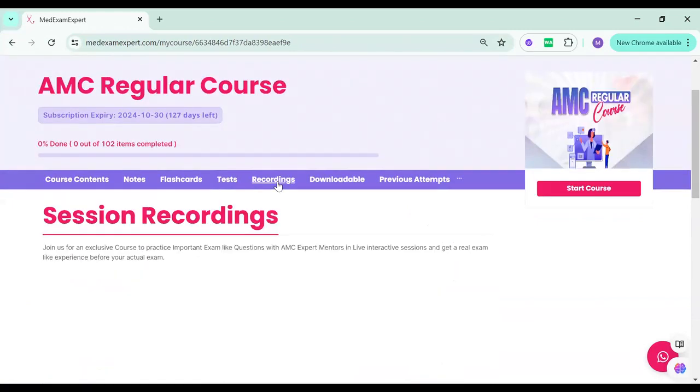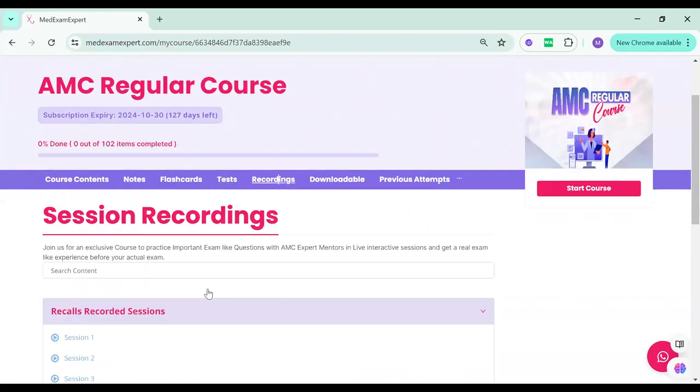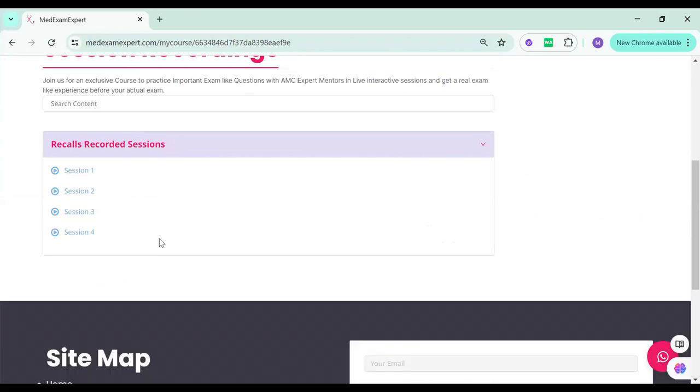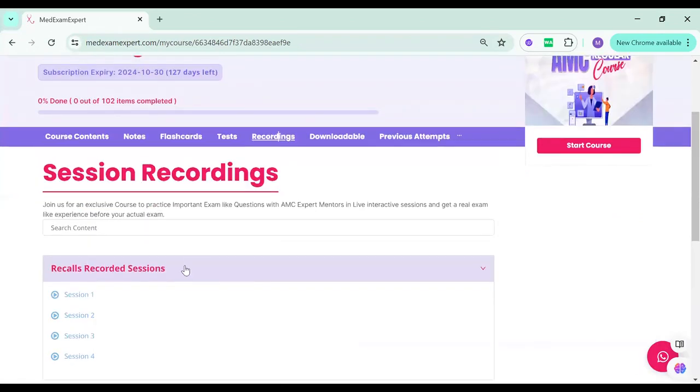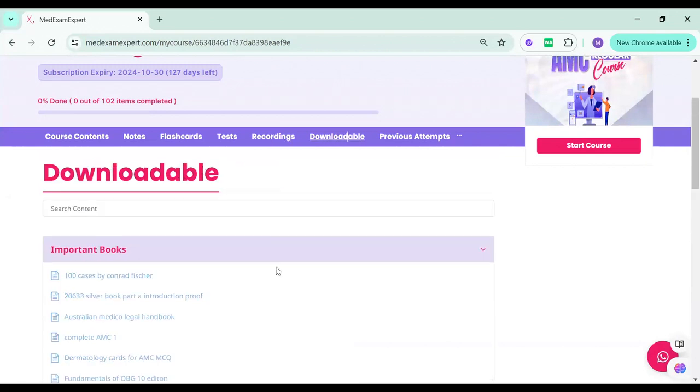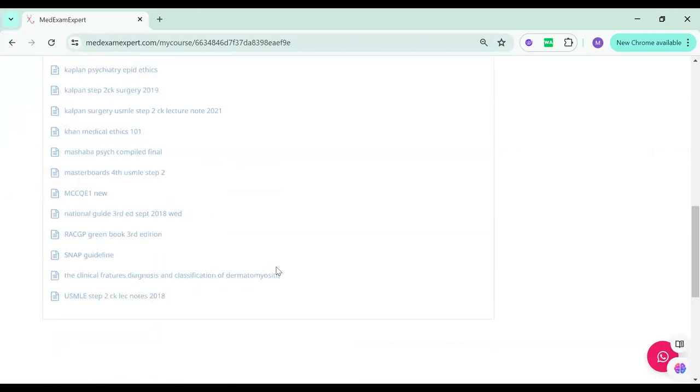Then in the recordings, you will find some recorded sessions that we have given you just to start your preparation, but the rest of the recordings will appear here. For example, if today is the live session, tomorrow you will get the recording over here along with the PDF. When you click on downloadables, you will find all the reference books and guidelines that you will be needing for your AMC preparation.